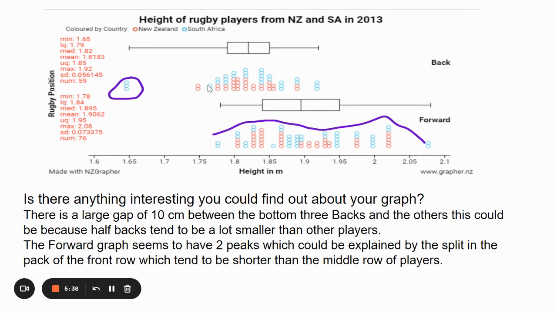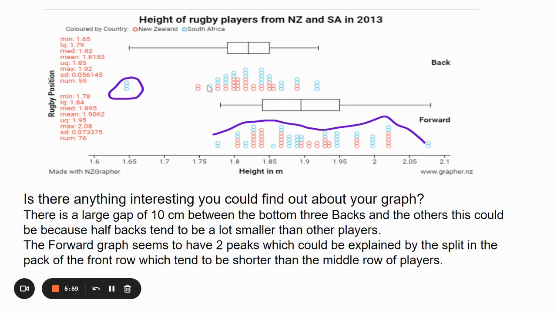The forward graph seems to have 2 peaks, which could be explained by the split in the front row, which tends to be shorter than the middle row or the type 5. All right, so you can talk about that. You could here also talk about the colours if there's anything interesting to talk about.